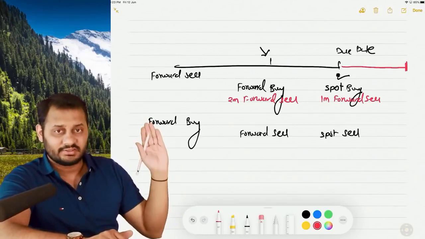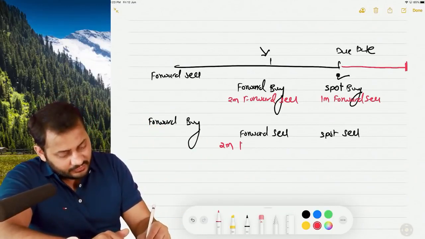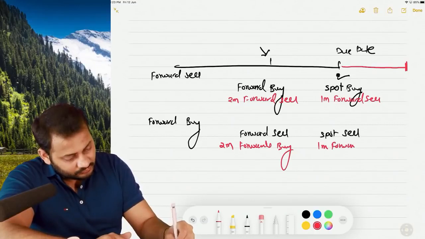In case of this, the same thing will happen. If we take a new contract, it will be a 2 month forward buy, it will be a 1 month forward sell.